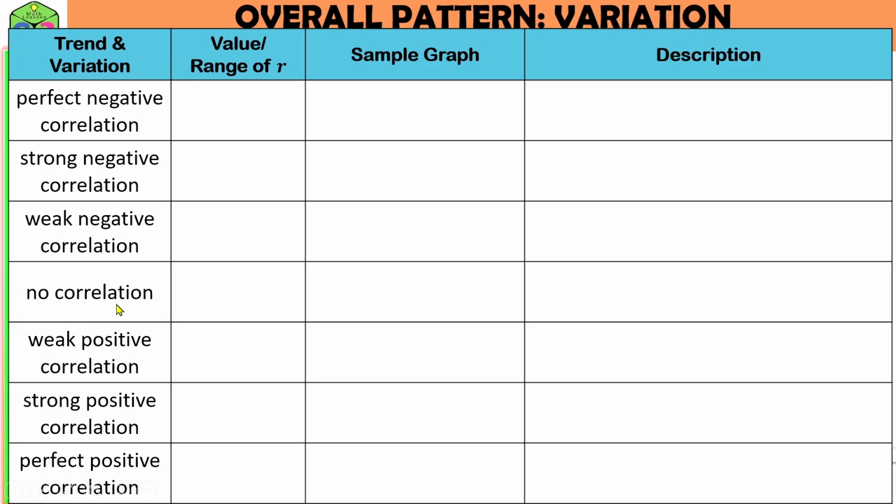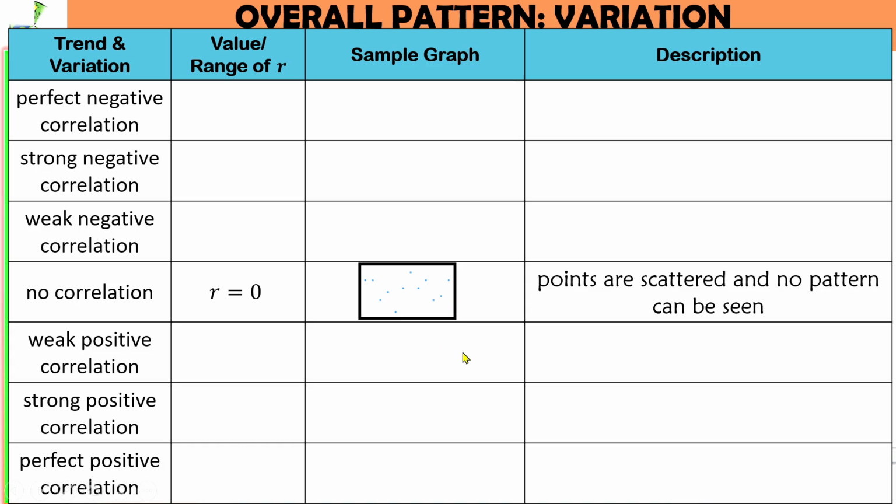Let me start with this one. For no correlation, the value of r is equal to 0. r, by the way, is what we call correlation coefficient. We are going to compute for its value in our next lesson. Here is an example graph of r equal to 0. So you can see the points are scattered and no pattern can be seen. I'll discuss this one first.